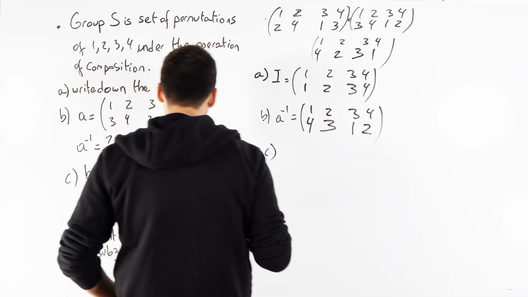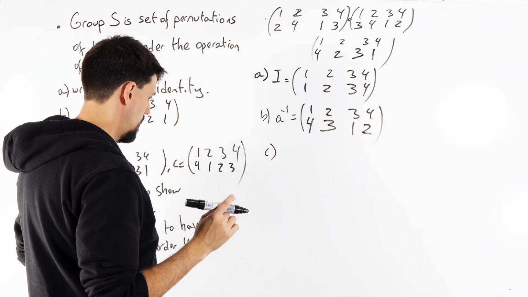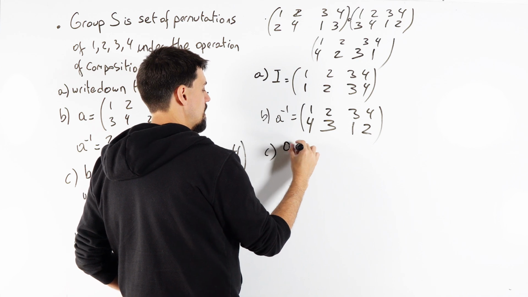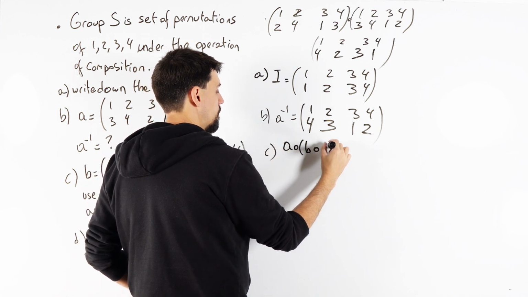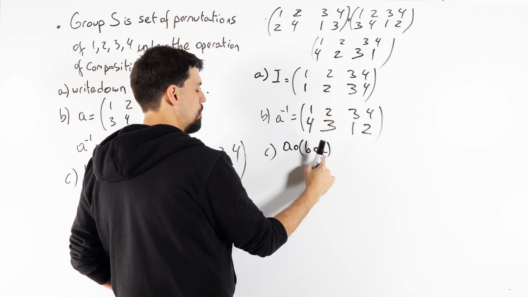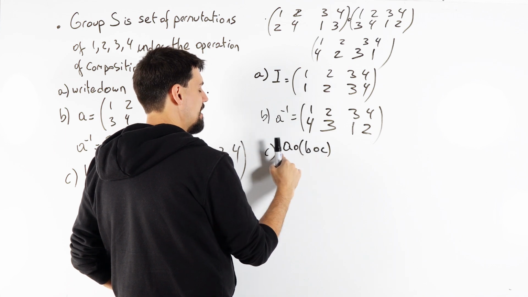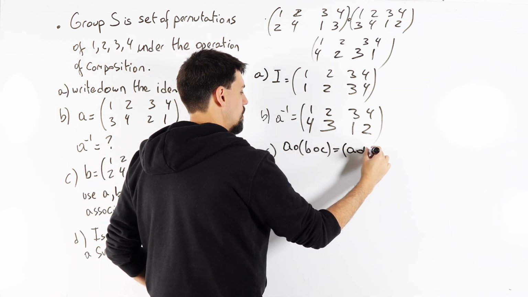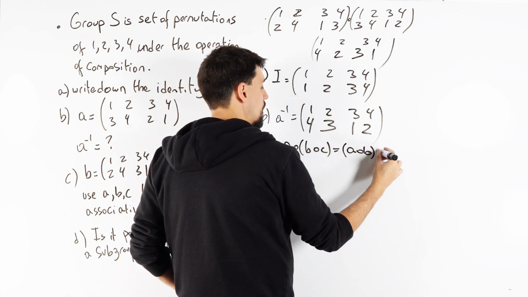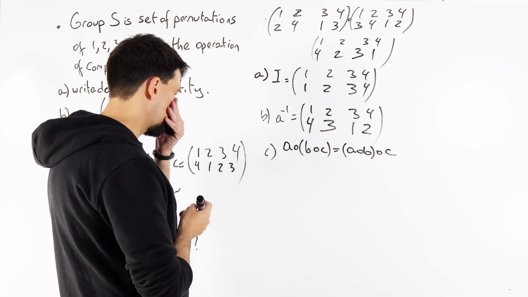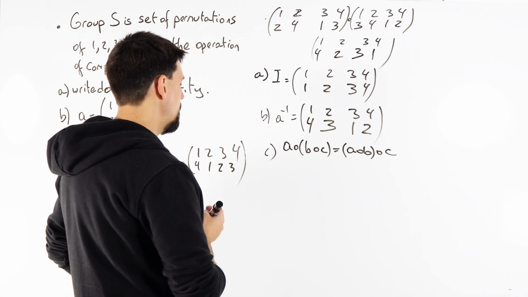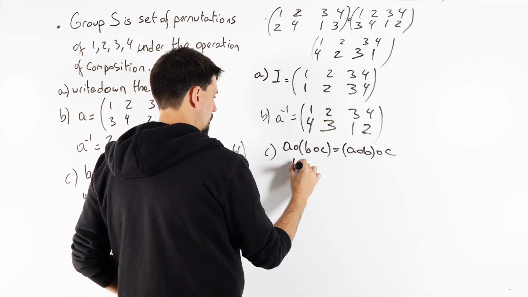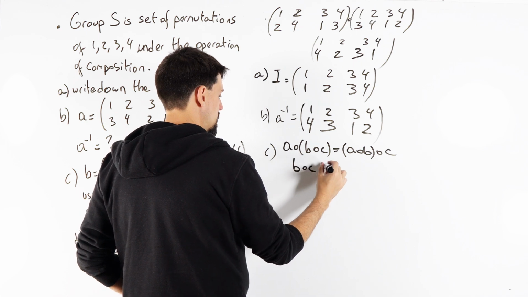Right, now, associativity. We'll have space for this. So really what we need to show is that if I do the composition of B and C, and then I do the composition of A, that is exactly the same as doing A on B on C. All right, so let's do B on C.